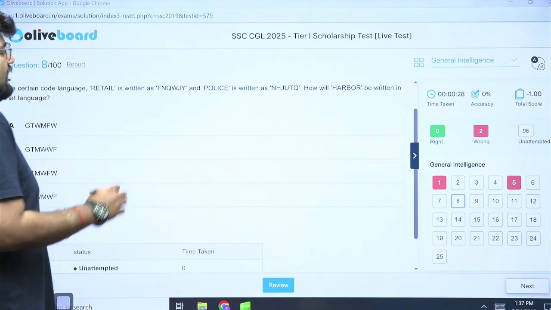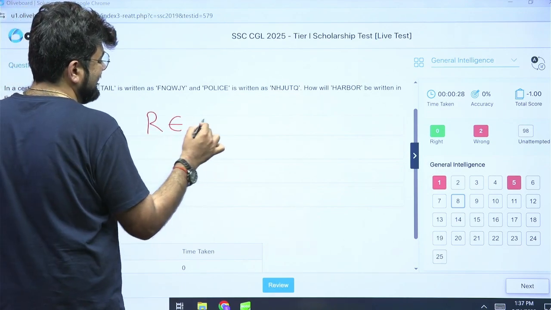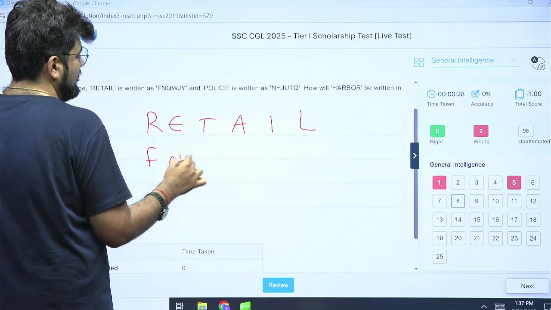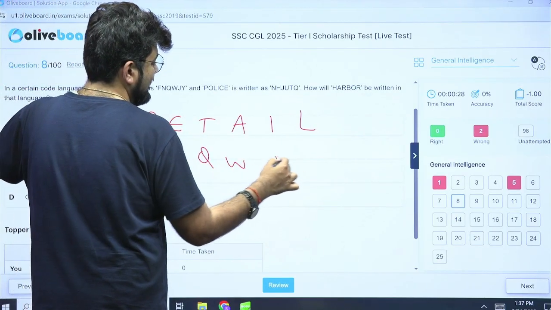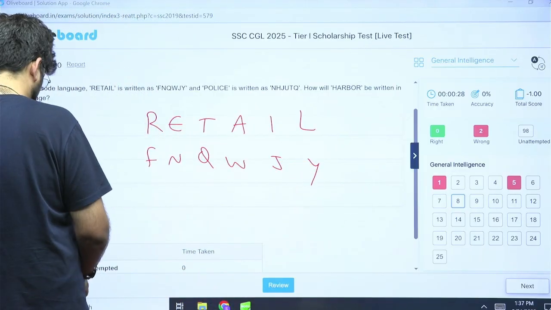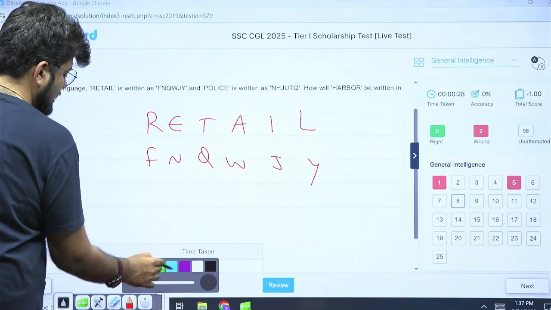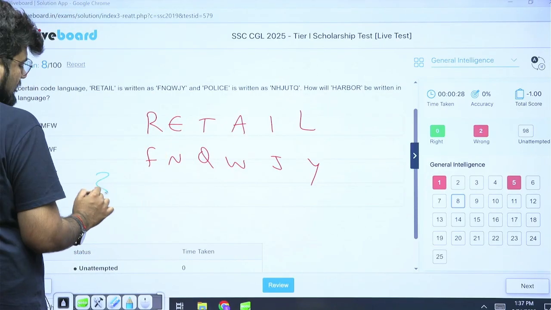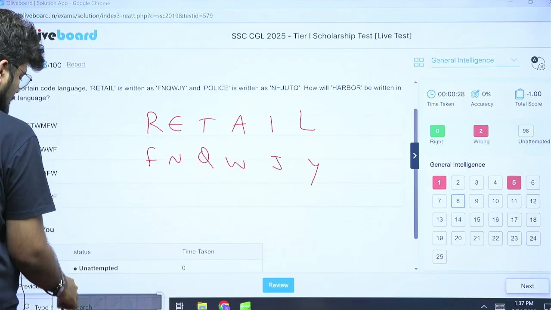If you observe retail, RETAIL, and you observe FNQWJY, the technique still works, guys, if you are not able to figure something out directly.